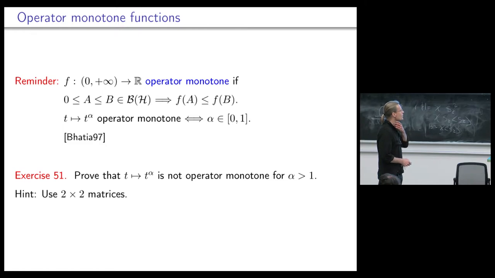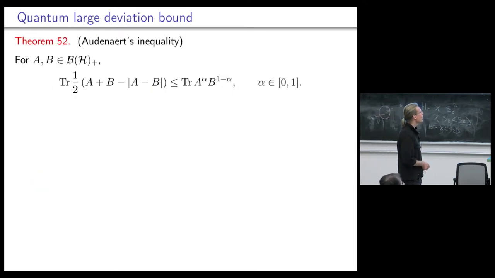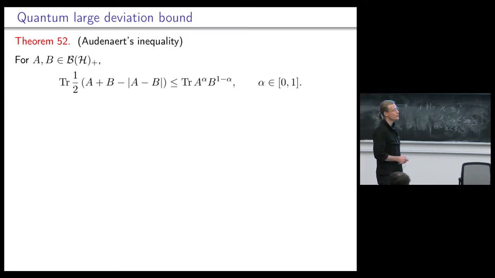Okay, and so these functions are not monotone for alpha larger than one, but it turns out that they are monotone for alpha between 0 and 1. So this concept is very non-trivial because it doesn't carry through completely to operators. There are functions which are monotone on numbers but not monotone on operators, but there are other functions which are also monotone on operators. This is a very nice area of matrix analysis. And the key technique to get our Rényi divergences in the quantum case is going to be an inequality called the Audenaert inequality. It says the following: if you take any two positive semi-definite operators, then computing this quantity here, in which you can recognize the optimal error probability that we have derived before, is upper bounded by this expression for every alpha between 0 and 1.